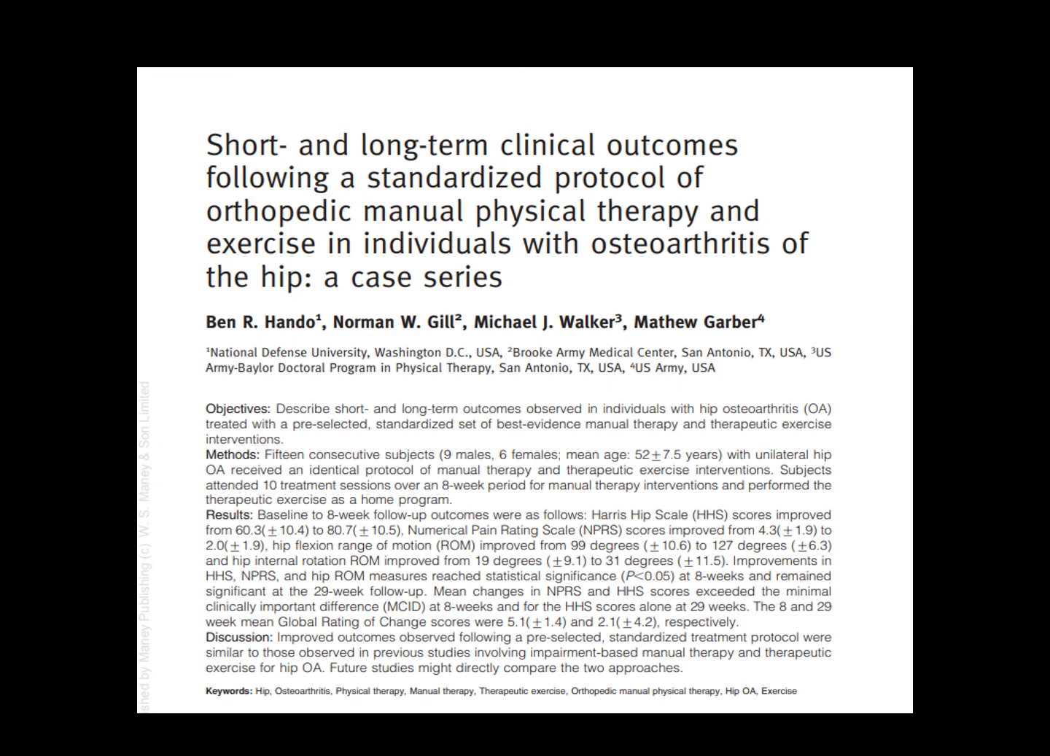I want you to note that this is posted on the Blackboard site under the Lecture 2. It's under Research Study, and I would definitely take a look at it because I think there's lots of really good information in there to help you manage patients with hip OA.